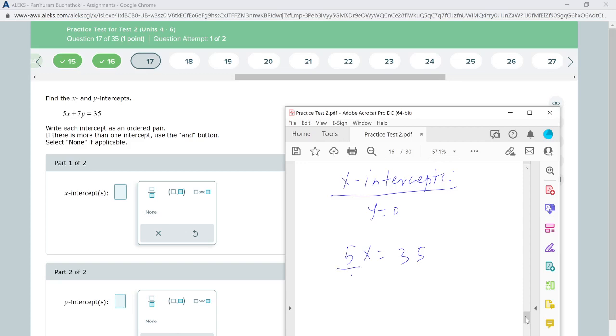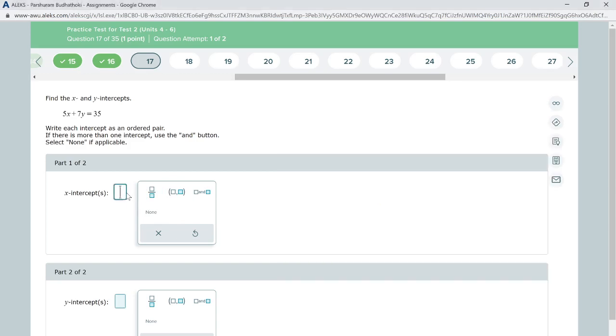And you need to solve for x here. That gives us x equals 7. But remember the x-intercept, the way you have to write it is 7, comma 0. So that's our x-intercept, 7, comma 0.